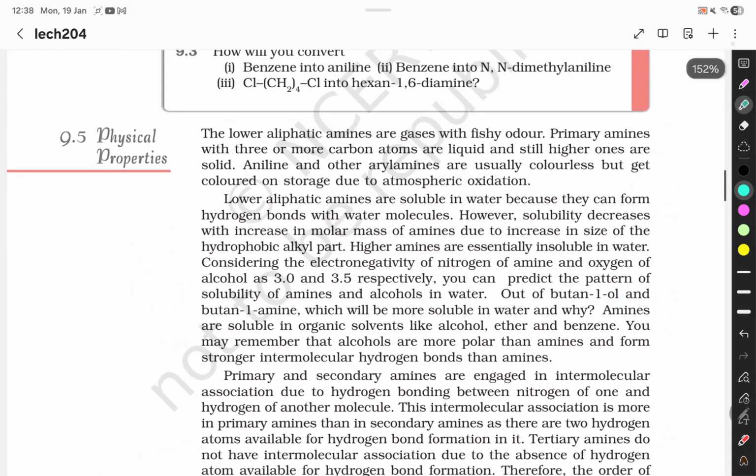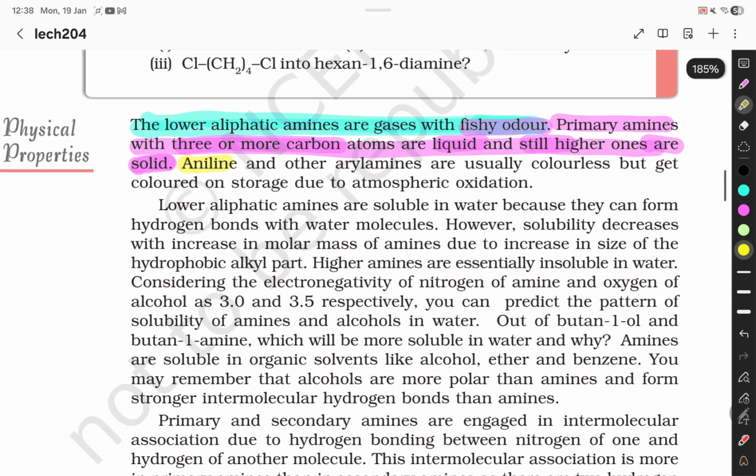Nothing is new there. Lower aliphatic amines are gases with fishy odor. Three or more carbon atoms are liquid, and still higher ones are solid, basically depending on the number of carbon atoms. And yeah, this is very important, they've asked us in PYQ. Aniline and other aryl amines are usually colorless, but they get colored on storage due to atmospheric oxidation.